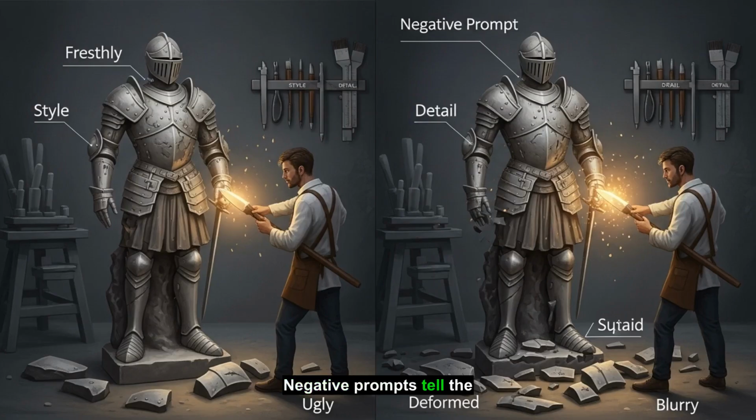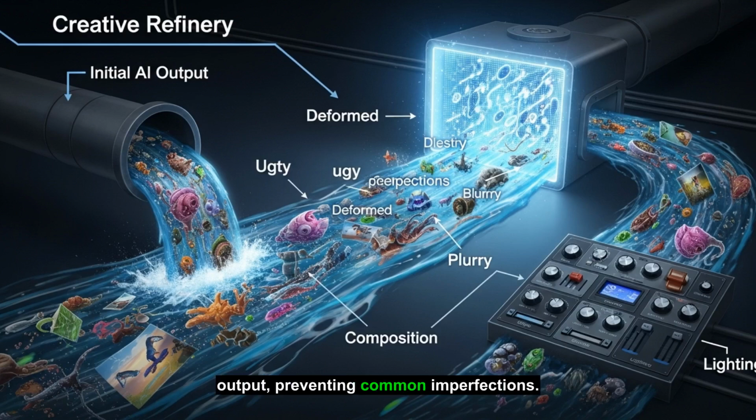Negative prompts tell the AI what to avoid. Add ugly, deformed, blurry to refine your output, preventing common imperfections. But then, what about controlling the style and detail even further?